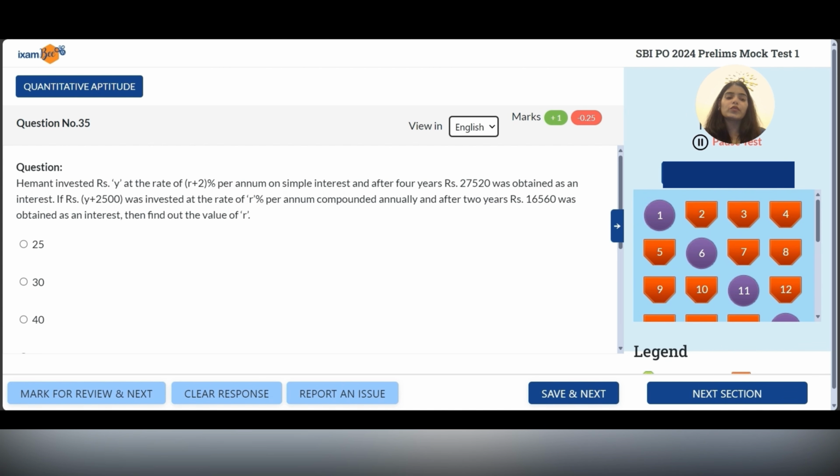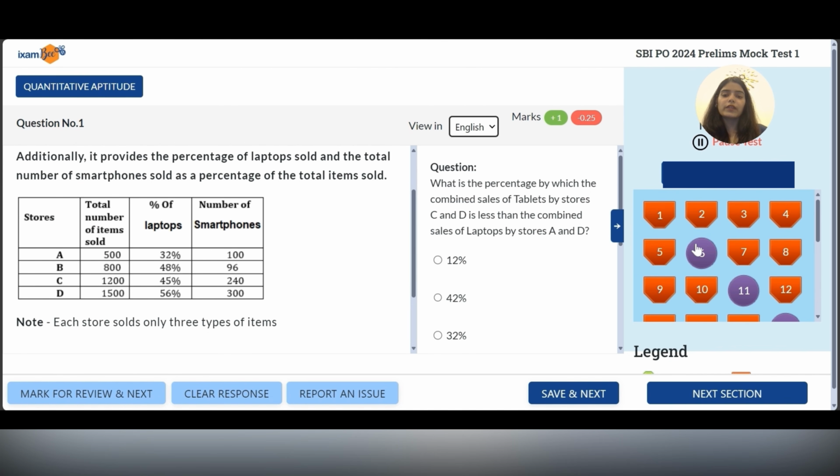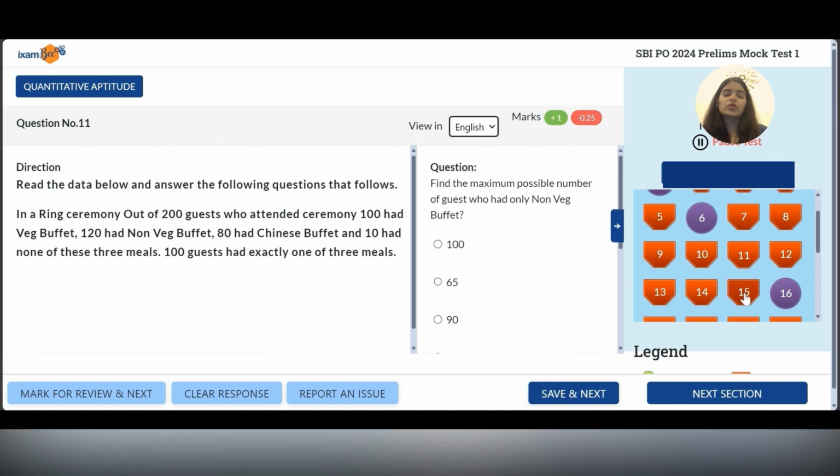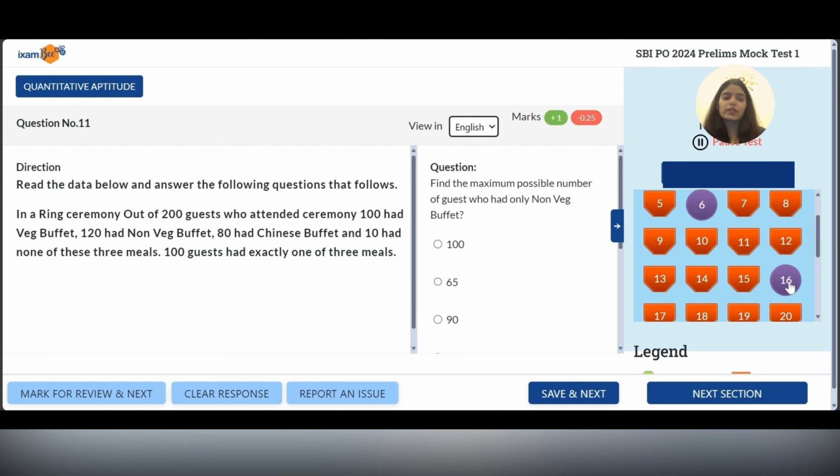Now you have an overview of which topics have been asked in quant. So you have your DI, you have your one Venn diagram DI, then you have number series questions. So you can start by attempting whichever is your strongest suit.